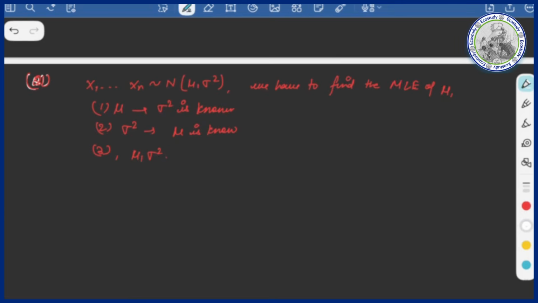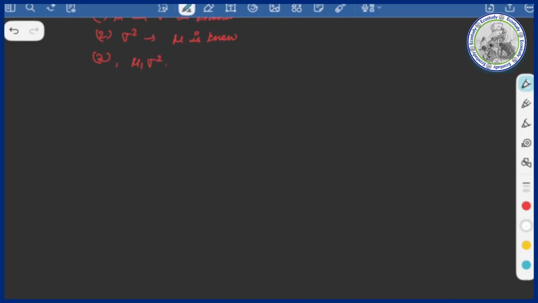So in the first case we have to find mu, but we know sigma square. In the second case we have to find sigma square, but we know mu. But in the third case we don't know anything, we have to find mu and sigma simultaneously. Okay, so let's start with the first case. x follows normal(mu, sigma square).